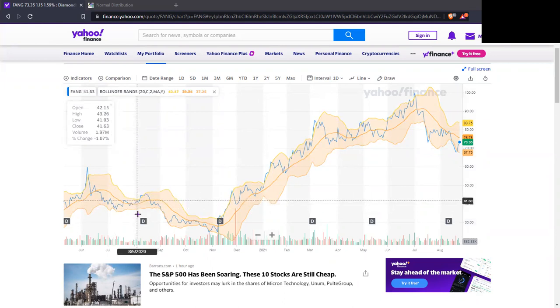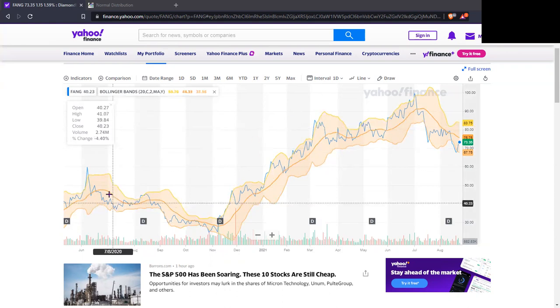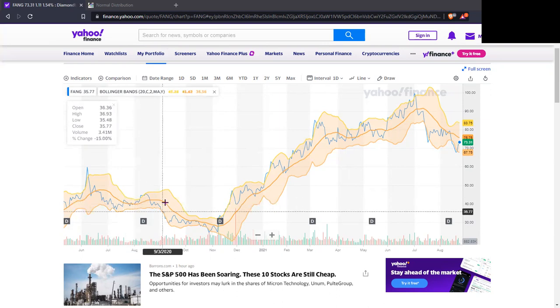When the bands are close, that's a period of lower volatility. And when there's wide spacing, that's a period of higher volatility. What this is based on is a 20-day moving average, which is the dark orange line in the center of the bands. And two other trend lines are plotted. These two trend lines are two standard deviations away from the 20-day moving average.